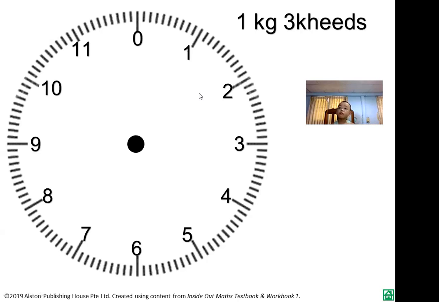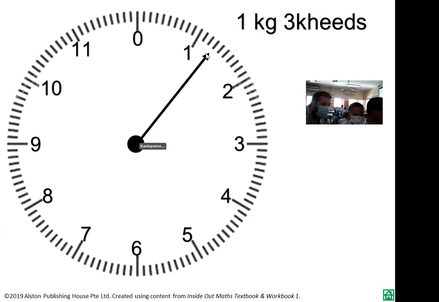We want 1 kg and 3 keys. Show me. Where is 1 kg and 3 keys? Oh, you're not understanding. Look. Show me with the mouse. One kg and three keys. Where is it? One, two, three. Yeah, there we go.